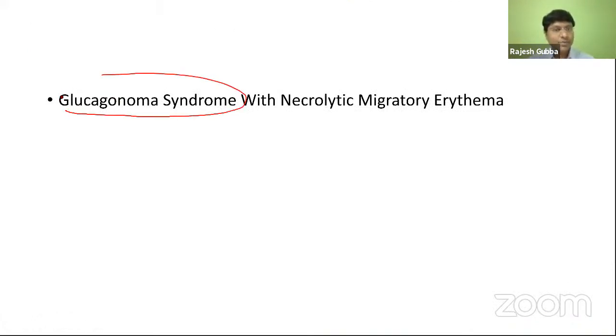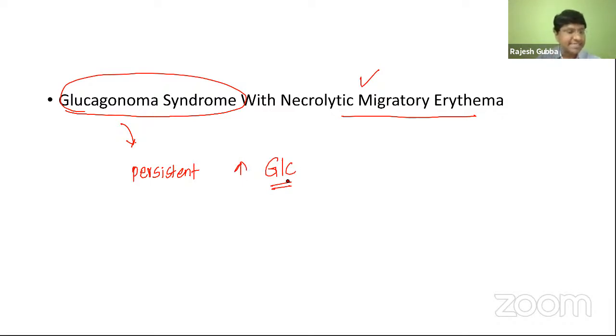Glucagonoma syndrome with necrolytic migratory erythema. Sir, why are you telling glucagonoma? Why am I telling glucagonoma is, what is there in the history? In the history, there is persistent hyperglycemia. Right, in the history it is mentioned that there is persistent hyperglycemia, and along with that there are skin lesions, and that is suggestive of glucagonoma.